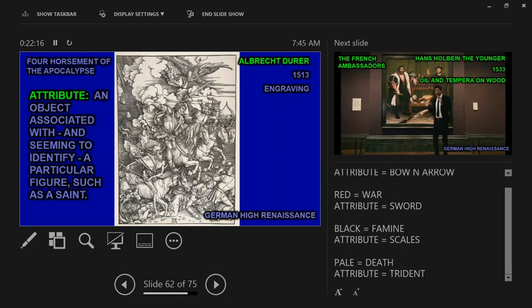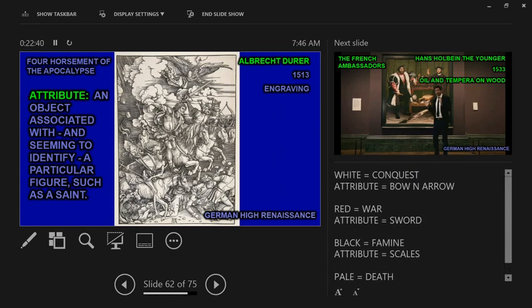Well, how can you know which one is which in here? Because they're not colored. So how do you know which is which? Right, it's by their attributes. All right, so I want you to remember what an attribute is. It's like Heracles' lion skin. So how do you know which one is war, which one is death, and which one is famine? It's by their attributes.